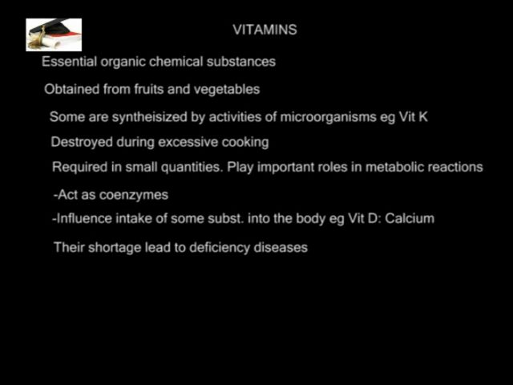Vitamins. Vitamins are organic chemical compounds that are essential for a healthy body. They are obtained from fruits and vegetables. Some are synthesized in the body by the activity of microorganisms present in the gut. An example of this is vitamin K. Vitamins are destroyed when the food is excessively cooked.